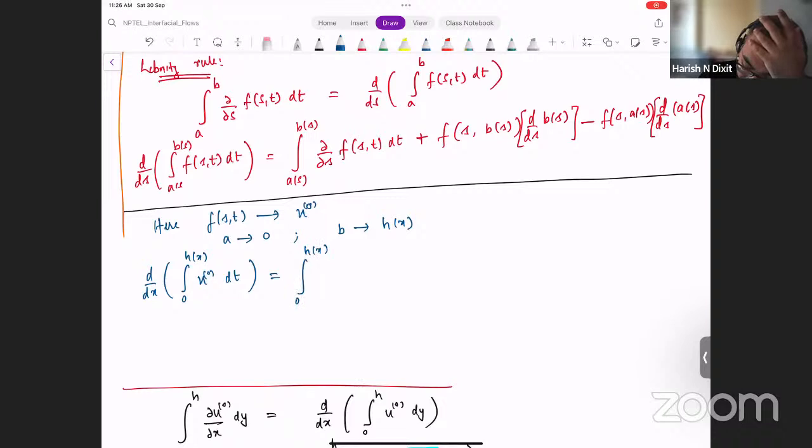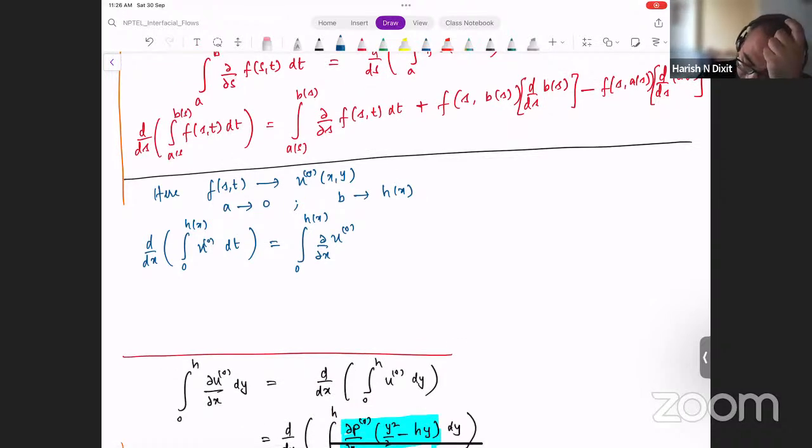The integral from 0 to h of x of del by del x of u0. Here t becomes y, so this is u0 of x comma y. t is a dummy variable for us. So this will be dy. I'm doing an integration, and dt becomes dy. So s becomes x and t becomes y. That's the idea.